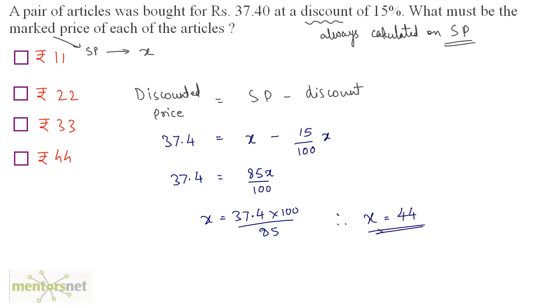Well, you might mark the answer as 44 rupees, but that's not the correct answer. See what is correctly given in the question. This is the marked price for the pair of articles. So x is 44 for a pair. So for each article, a pair means 2 articles, so divided by 2, 44 by 2, that is 22 rupees. So the marked price for each article is equal to 22 rupees.